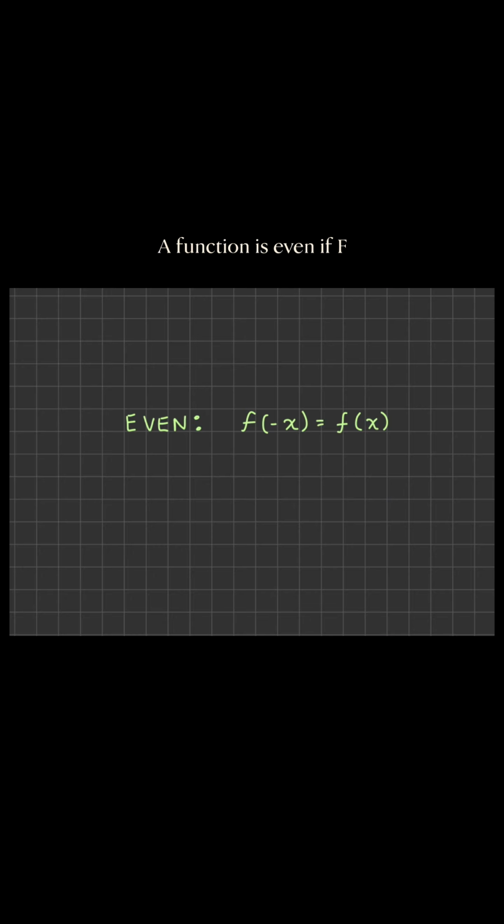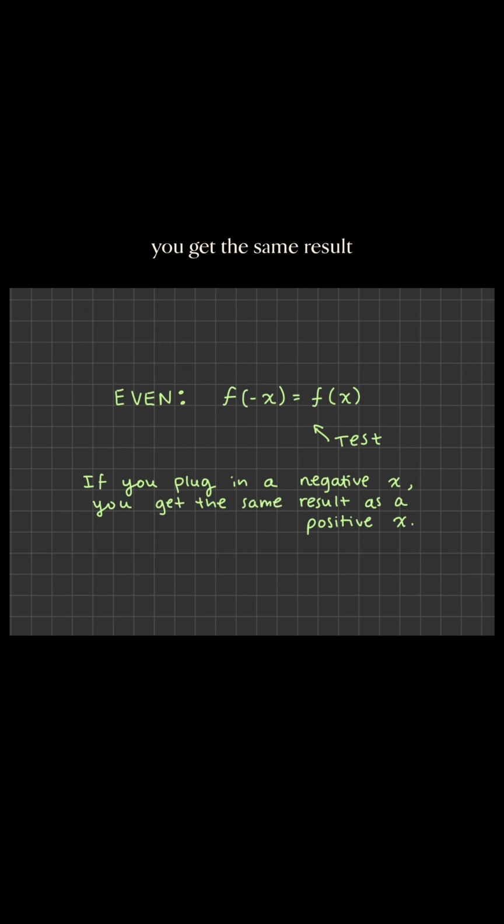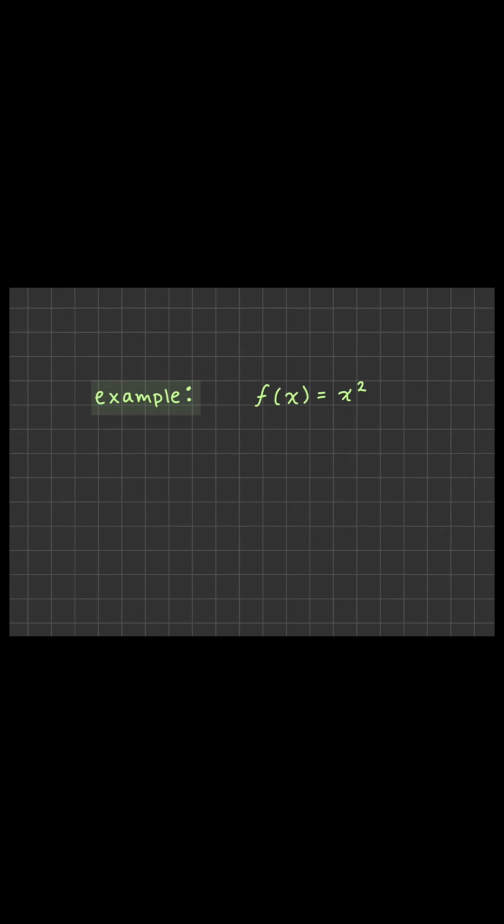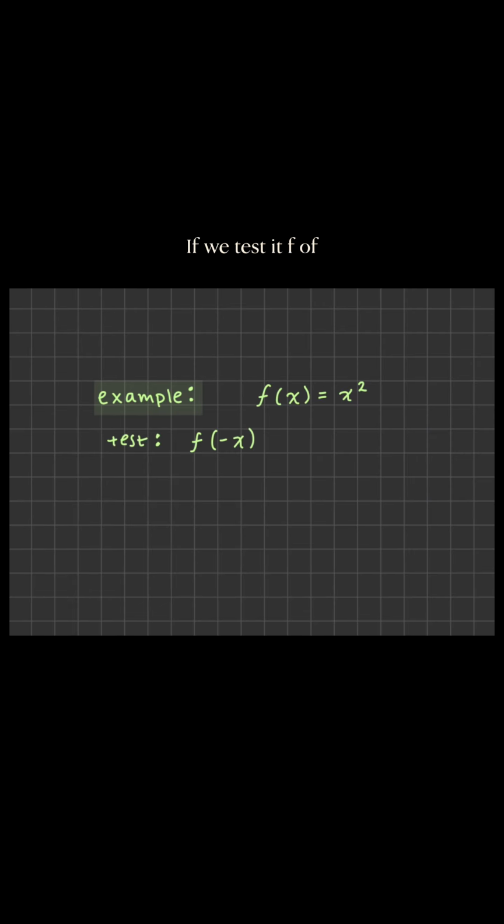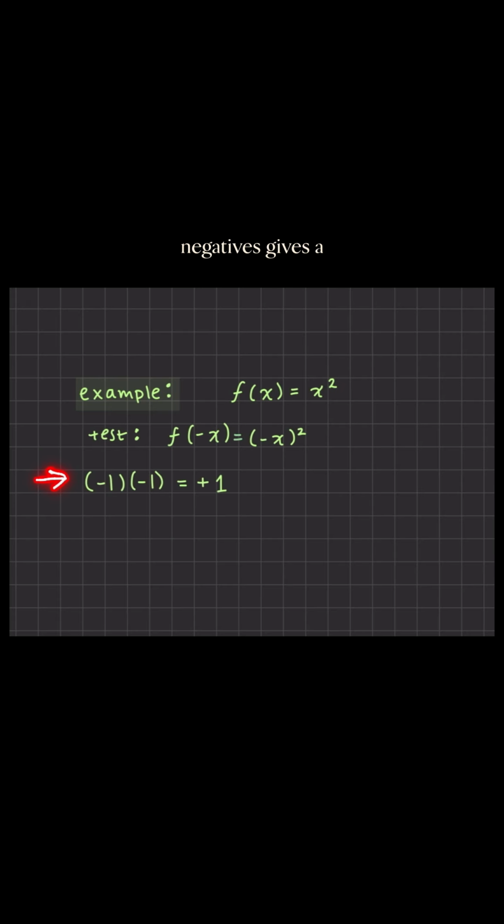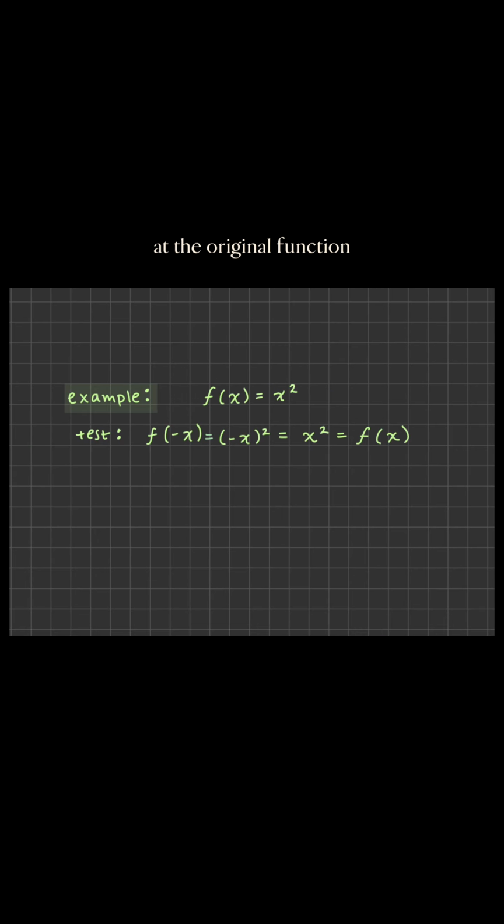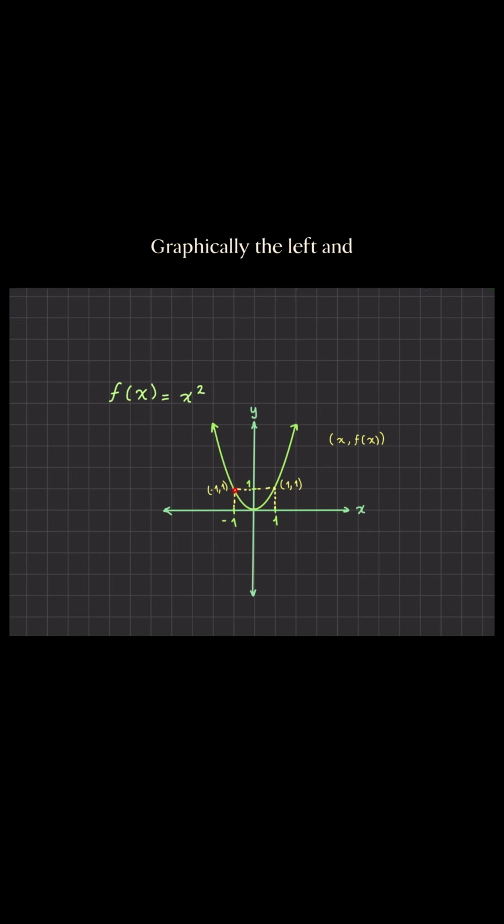A function is even if f of negative x equals f of x. That's the test. If you plug in a negative x, you get the same result as a positive x. A quick example of this is if we take the function f of x equals x raised to the power of 2. If we test it, f of negative x equals negative x raised to the power of 2. Because multiplying two negatives gives a positive, the final answer is x squared, and we end up back at the original function. Graphically, the left and right sides are identical.